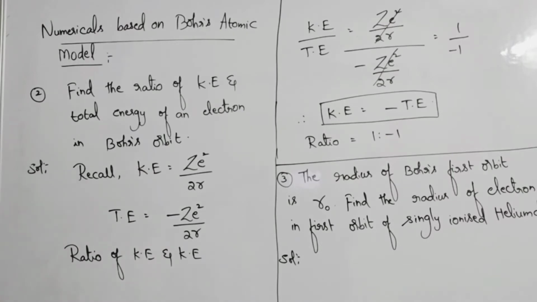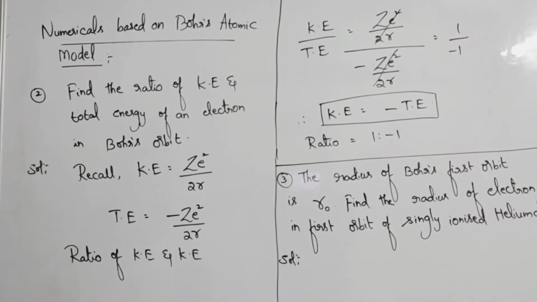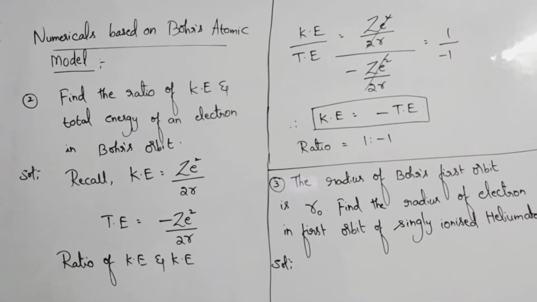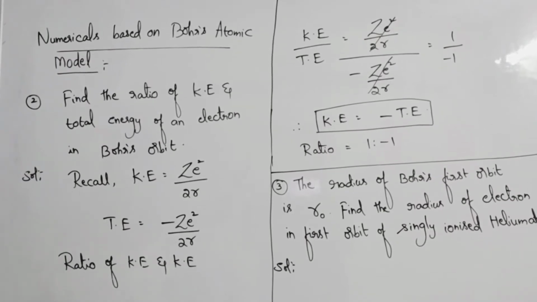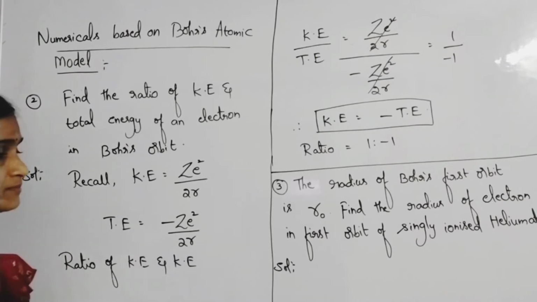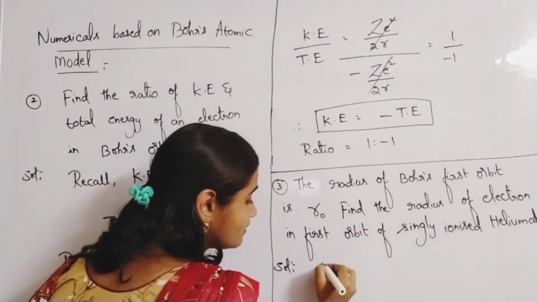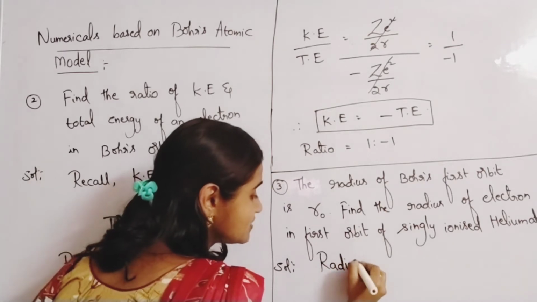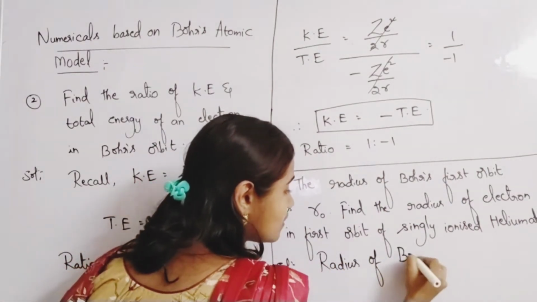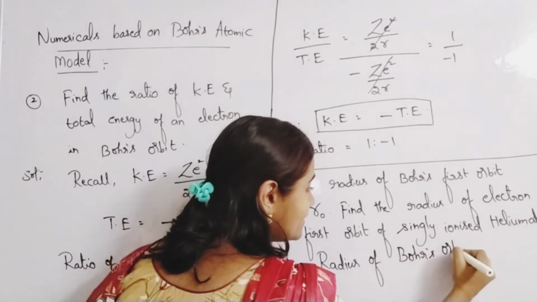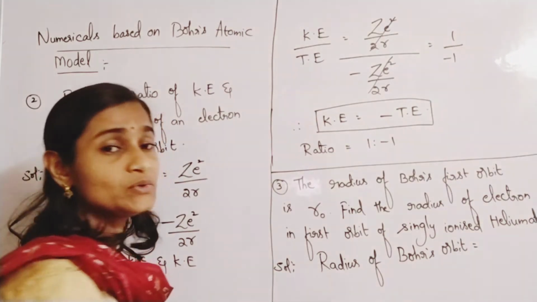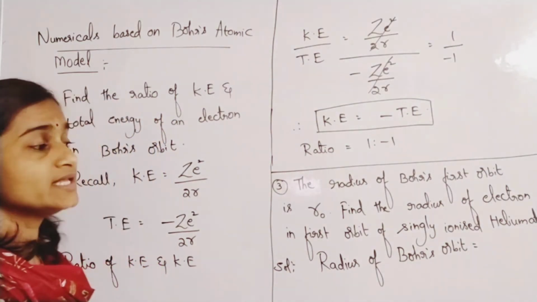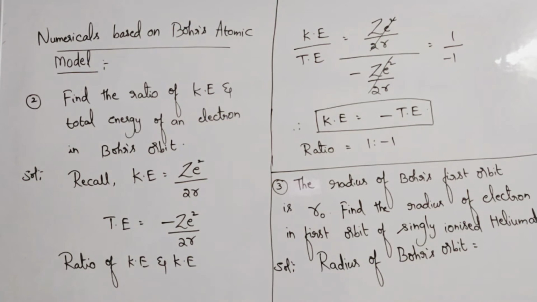What is the radius of singly ionized helium atom? That was the question, right? So what do we have to do? For the radius of Bohr's first orbit, there is a formula. The radius of Bohr's orbit is given by R0 equals 0.529 into n square by z.